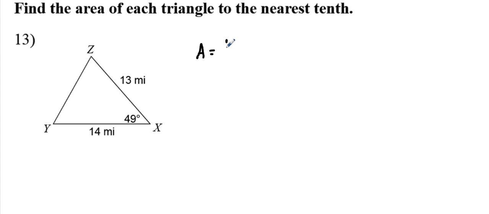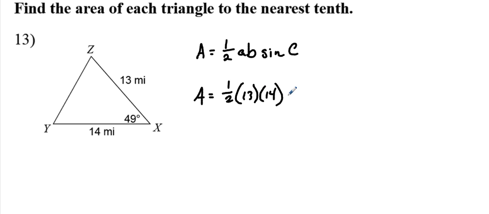A equals 1/2 AB sine C. The A and the B stand for the sides, so that can be the 13 and the 14, it doesn't matter which order. And the capital letter C is going to stand for the angle. So in this particular formula, all we're doing is plugging in. It's very simple. So 1/2 times 13 times 14 times the sine of 49.